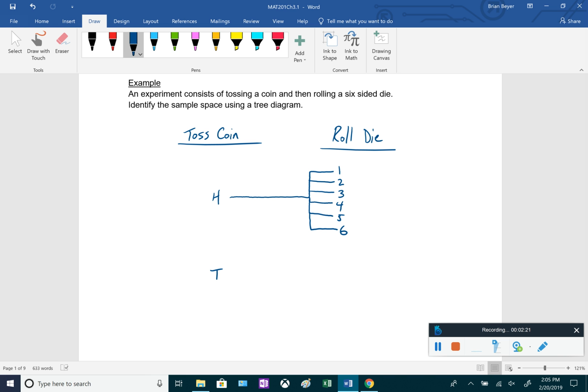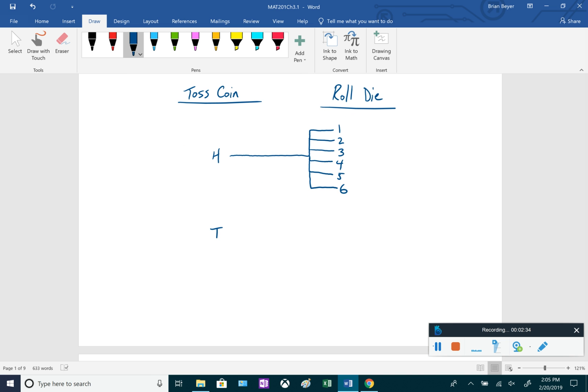So that means 6 of our options here are we toss the coin, we get a heads. Then we get a heads and a 1, a heads and a 2, heads and a 3, heads and a 4, heads and a 5, heads and a 6. And now we do the same thing for tails. So if we toss a tails, then either we're going to roll a 1, roll a 2, roll a 3, roll a 4, roll a 5, or roll a 6.